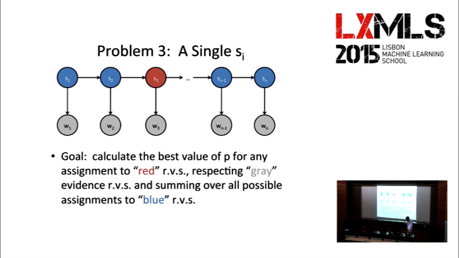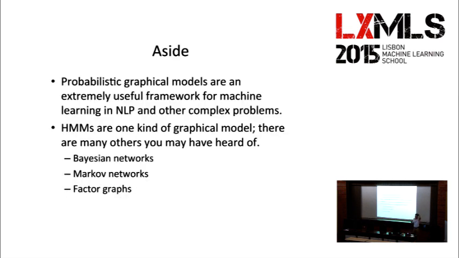Okay, so just as an aside, probabilistic graphical models are an extremely useful way to organize reasoning in all kinds of machine learning problems. HMMs are one kind. The kinds that are usually taught in classes are Bayes nets, Bayesian networks, Markov networks, more abstractly factor graphs. You'll probably see some of these come up again later in the class. So for example, conditional random fields can be understood as a variant of Markov networks.